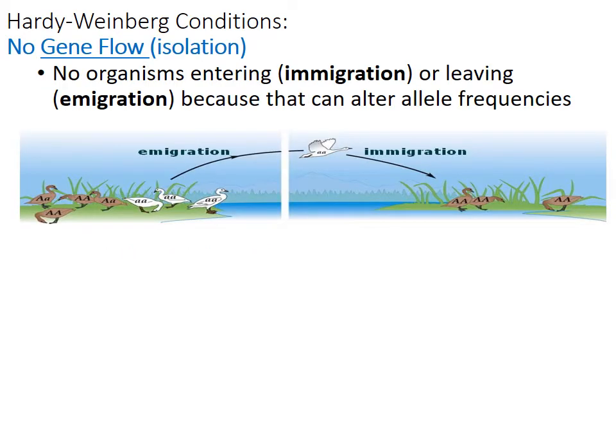Another of the Hardy-Weinberg conditions is that no gene flow can happen, or that populations must be completely isolated. This is because organisms entering or leaving populations bring their alleles with them, so they change the allele frequency. The two kinds of immigration are a little bit tricky, and people often struggle with this. If they are entering, it's immigration with an I, and if they're leaving, it's emigration with an E, so exiting emigration, if that helps at all.